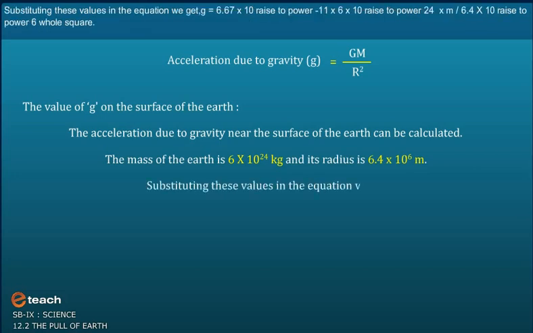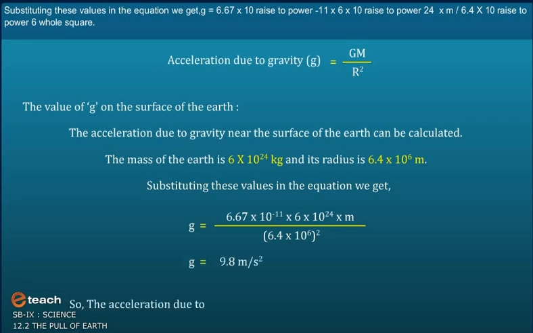Substituting these values in the equation, we get g is equal to 6.67 into 10 raised to power minus 11 into 6 into 10 raised to power 24 upon 6.4 into 10 raised to power 6 whole square. So the acceleration due to gravity near the surface of the Earth is 9.8 meter per second square.